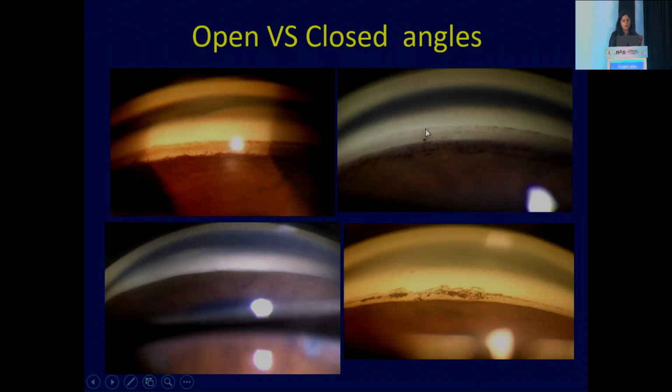Here also this is an open angle where you can see the ciliary body band, and the other angle structures are lightly visible. This is a closed angle where you cannot see any angle structures, and here you can see that there is some pigmentation in the angle, but is it the trabecular meshwork or is it some pigmentation that is present over the Schwalbe's line?